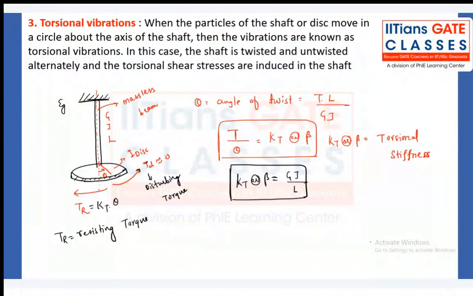Let's say we have a rod and a disc is attached, and the rod is a massless beam, right? If I disturb this disc by a disturbing torque, then a resisting torque will be developed. And what is the resisting torque? Kt into theta. You might have studied it in the torsion chapter. Angle of twist theta is nothing but TL divided by GJ. So what is T by theta? That is called Kt or beta, which is nothing but torsional stiffness. Everybody knows that. Newton meter per radian is the unit of Kt. Kt or beta can also be written as GJ by L.